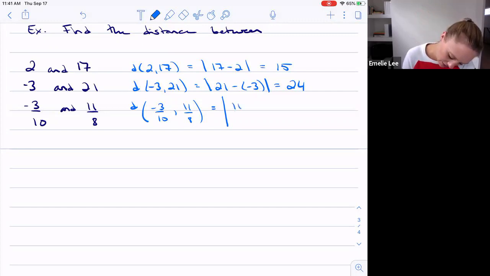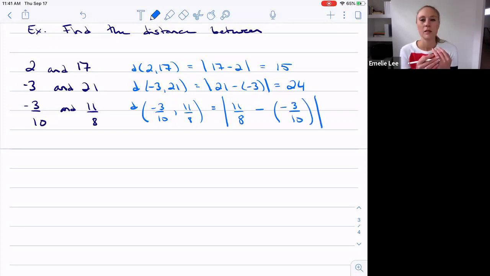So we're going to do 11/8 minus -3/10. Notice how I'm putting the brackets around just to show that, okay, I've got a negative and a negative, just so my eye doesn't skip around and think it's only one negative, because it should turn into a positive, right? So I just want to kind of give my brain a little heads up there.